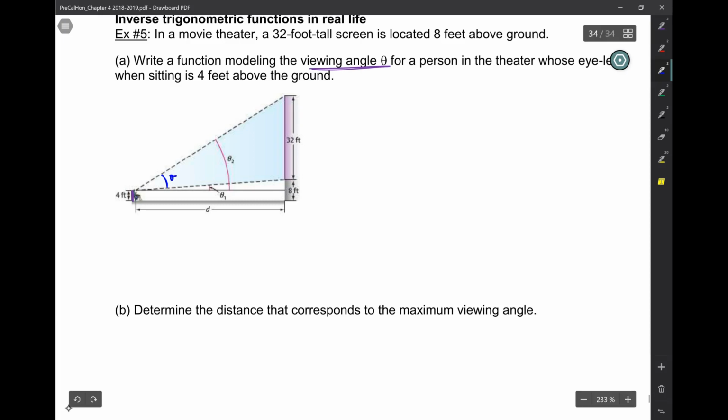This is theta. Theta is the viewing angle. Basically, it's from the bottom of the screen to the top of the screen. So what are theta 1 and theta 2? Theta 1 is this tiny little sliver between the bottom of the screen and your eye level. Theta 2 is from the top all the way down to your eye level. So theta 2 is the entire angle. Basically, theta 2 is theta plus theta 1.